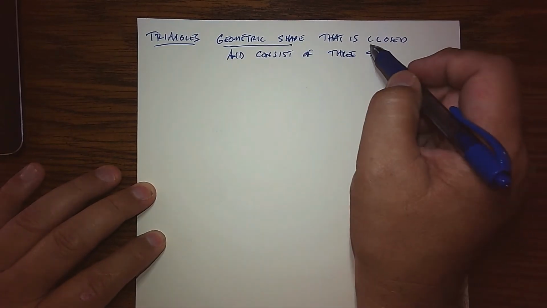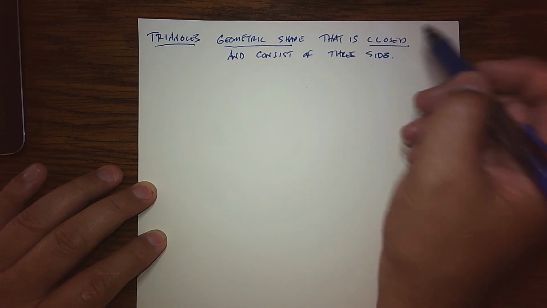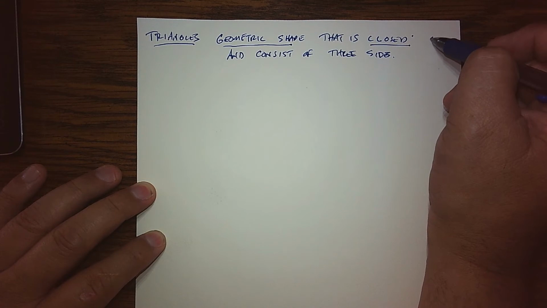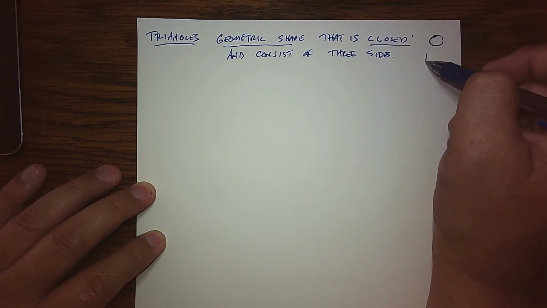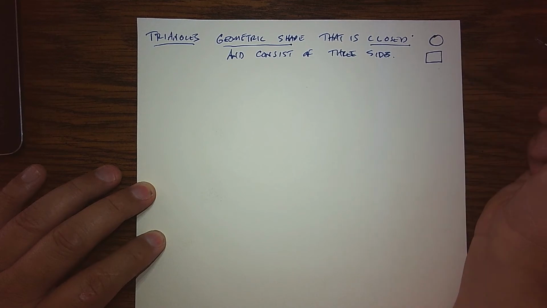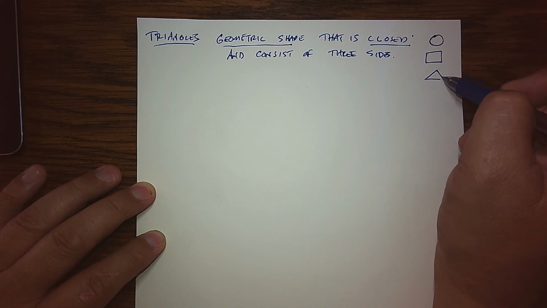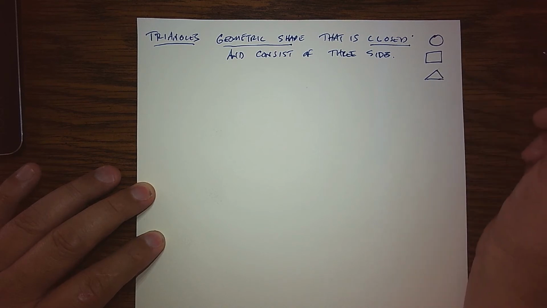The second thing is what we call closed. Any closed geometric shape is kind of like a circle: you start somewhere and at some point you come back. Another example would be a rectangle. It's a closed shape. So a triangle, there would be my first example, is basically a closed shape.